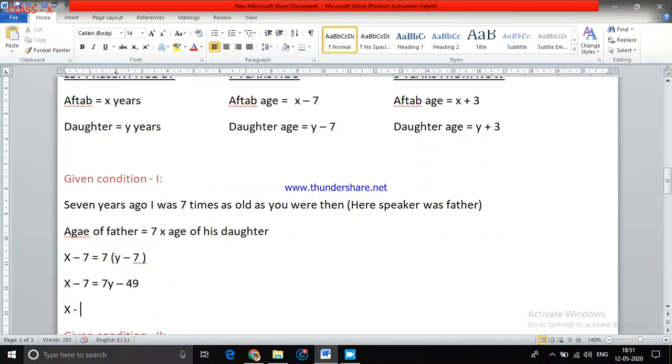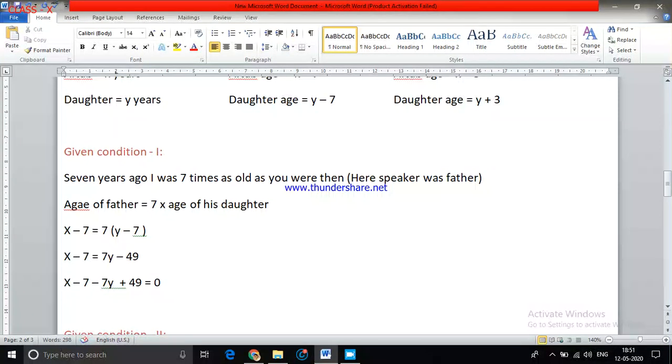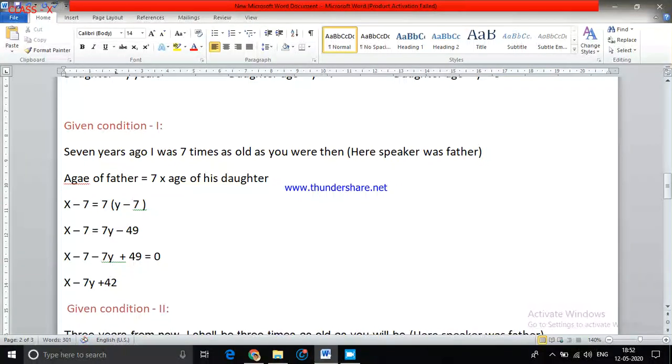x minus 7. Now what I do is bring all the right hand side terms to the left hand side. So plus 7y will become minus 7y, and minus 49 will become plus 49, which will be equal to 0. So then what do you get? If I simplify finally, x minus 7y, now minus 7 plus 49, I think it will come plus 42, sorry, plus 42, that will be equal to 0.